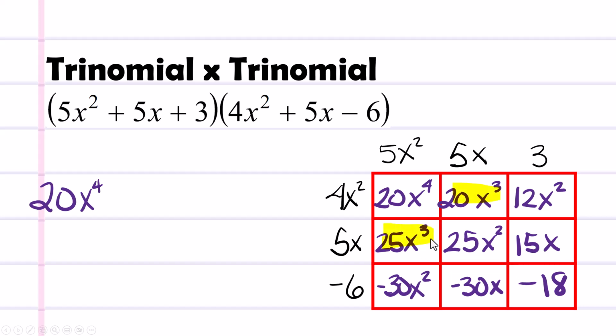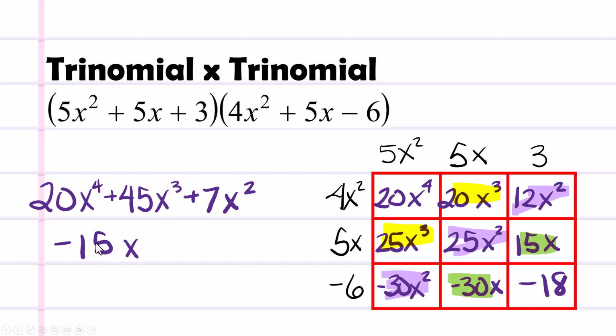Let's put those together. A 20 and a 25 is 45, so that's 45x cubed. I actually have 3 x squared terms that need to be combined. And when you do all of that, negative 30 plus 25 plus 12, I worked it out ahead of time, it's going to be 7x squared. We have 2 x terms, and I've run out of space. We'll go down to the bottom here, 15x and negative 18.